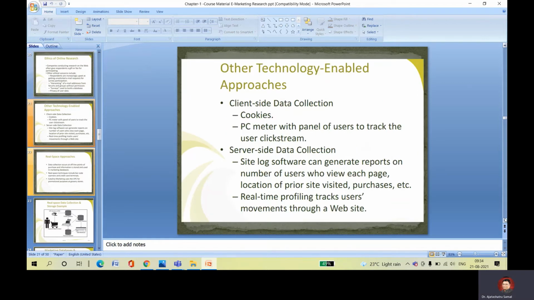Other technologically enabled approaches we can focus on include client-side data collection. Cookies are one of the web tracking tools. PC meters with a panel of users track the users' stream data and click streams. Then there is server-side data collection. What is the meaning of server-side data collection? Site log software can generate reports on the number of users who view each page, the location of the prior site visited, purchases, and real-time profiling, tracking users' movements through a website. Okay, these are the other technological ways where you can collect the information for your requirements.